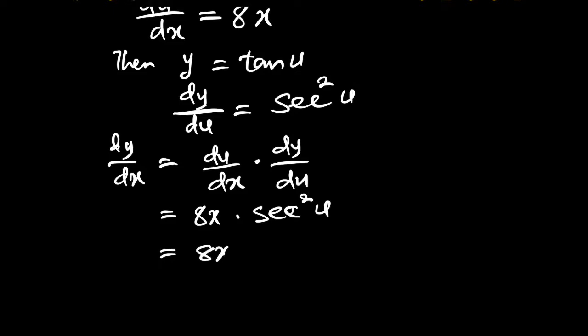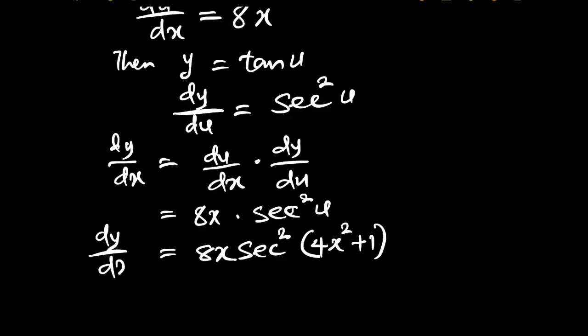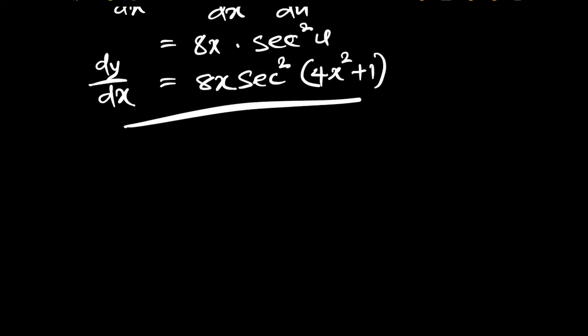This will give us 8x sec squared. What is u? U is 4x squared plus 1. dy/dx. Final answer.